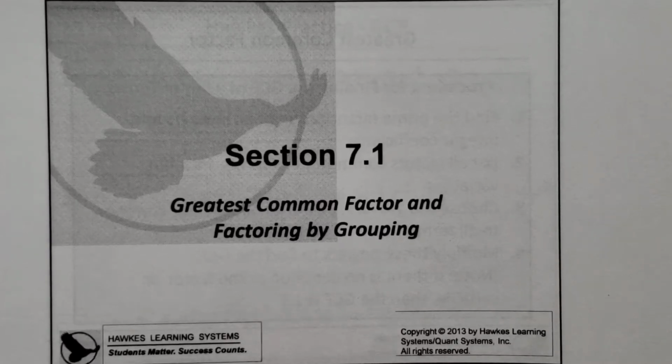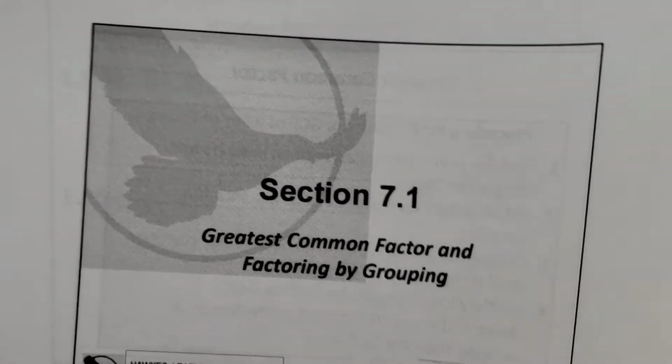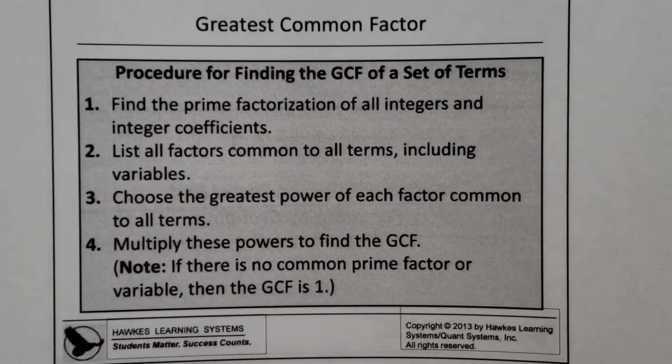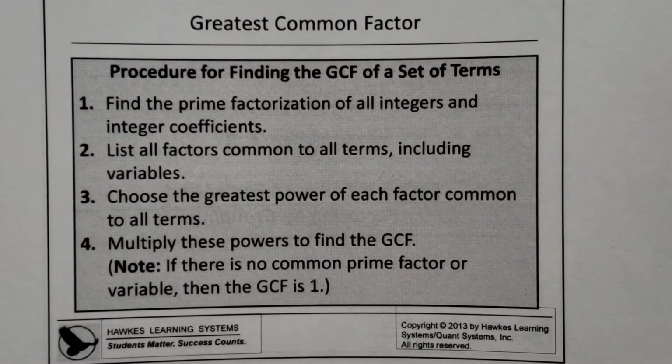Hey everybody, this is chapter 7, section 1. In this section, we are going to find greatest common factors for a set of terms. We're going to factor polynomials by finding the greatest common monomial factor, and we're also going to factor polynomials by grouping. All right, so I've sent the PowerPoint to you that I'm using, and it's got the directions.